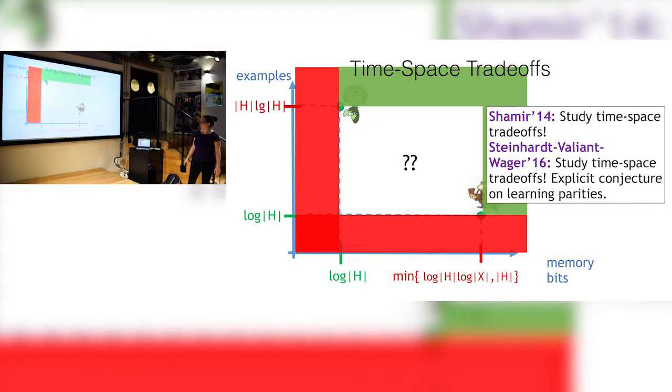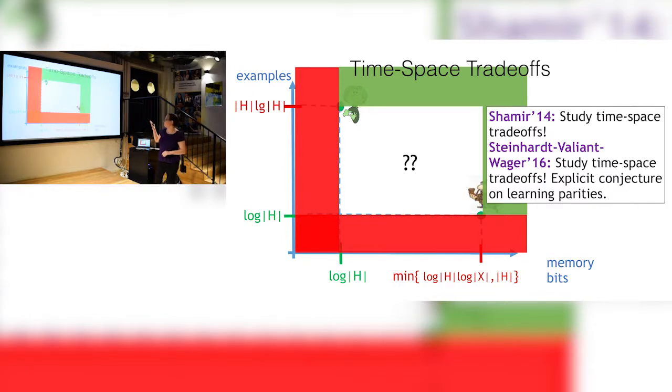The next algorithm uses a small number of examples, only log H. Notice the difference between H and log H. It's exponentially larger. And we cannot hope to have something better than log H. But if you want to use more examples, no problem.